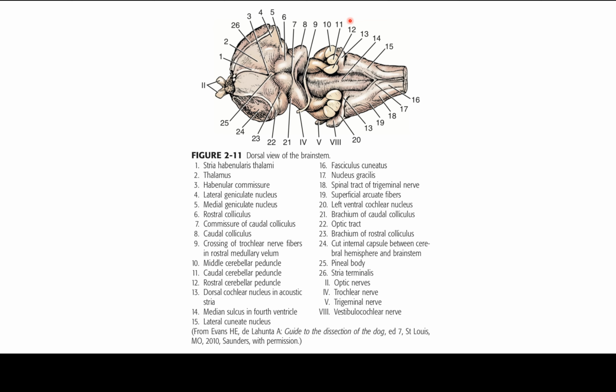The rostral cerebellar peduncle is the most medial on each side and primarily contains efferent axons from the cerebellum to the brainstem. Afferent axons to the cerebellum from the brainstem and spinal cord pass primarily through the middle and caudal cerebellar peduncles. The cerebellum is composed of lateral cerebellar hemispheres and a middle portion, the vermis.